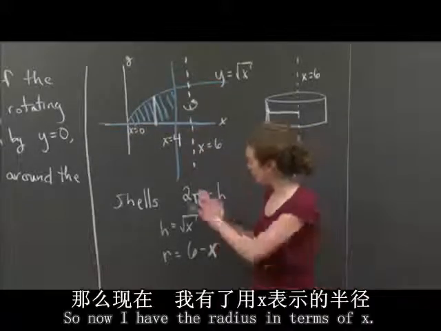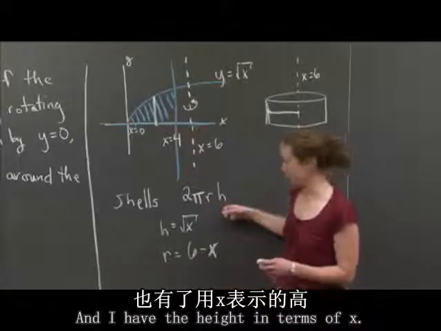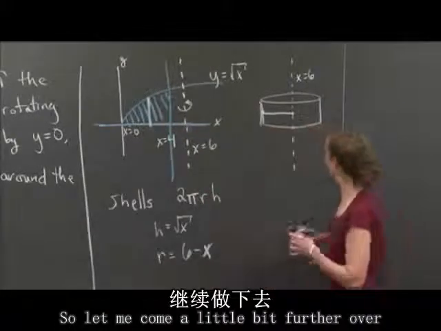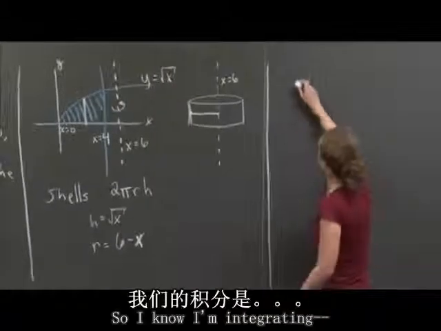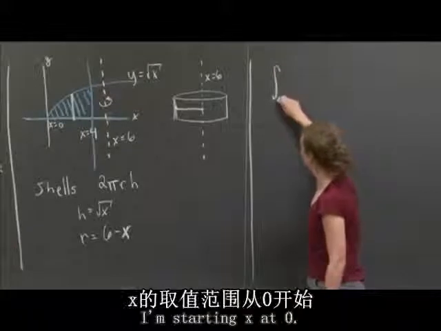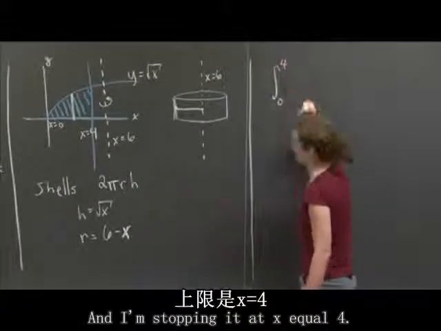That's our radius. So now I have the radius in terms of x, and I have the height in terms of x. So I can completely set up my integral. Let me come a little bit further over and set up the integral. So I know I'm integrating. We even said what we were integrating from and to already. I'm starting x at 0, and I'm stopping at x equal 4.